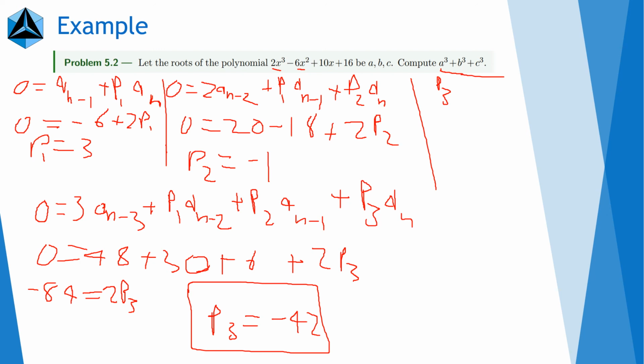So yeah, Newton sums works. It's just a little bit bashy. It's a little bit less bashy at least than manually computing it.